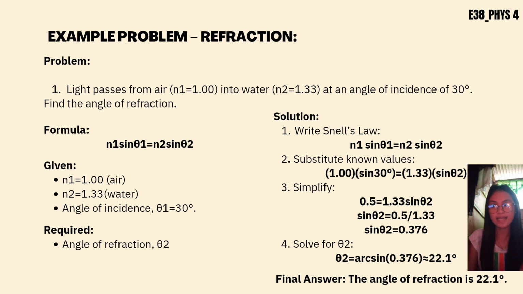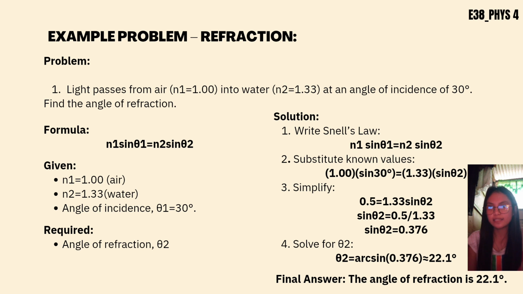Next, let's go to the example problem of the law of refraction. Here's the problem. Light passes from air, n1 equals 1, into water, n2 equals 1.33, at an angle of incidence of 30 degrees. Find the angle of refraction.